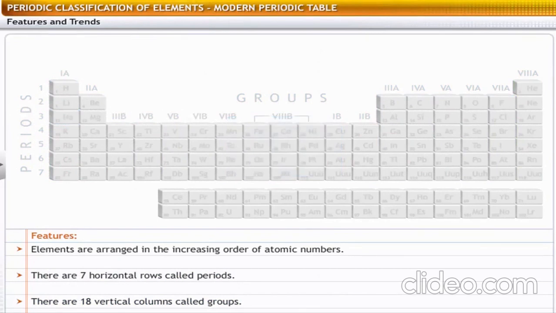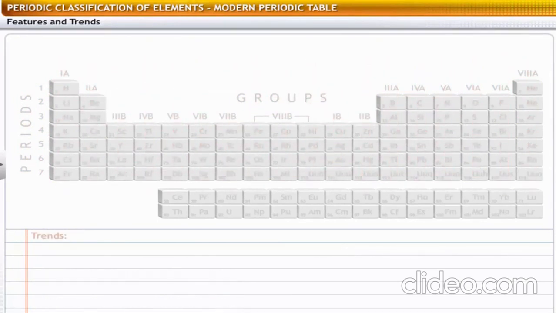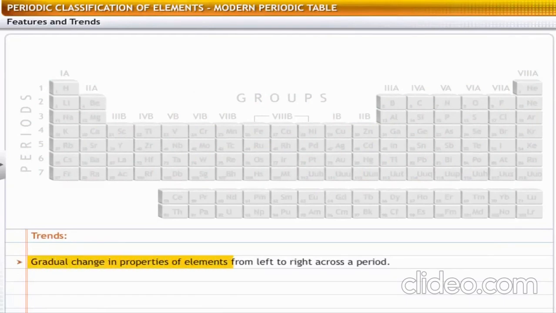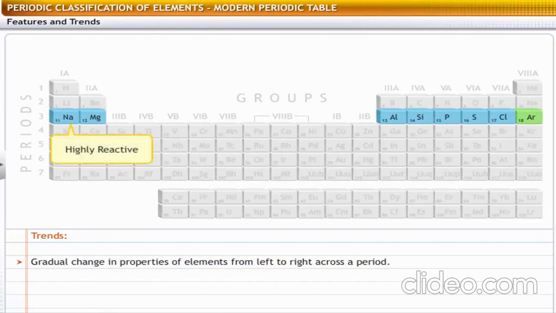You can observe trends in the properties of elements as you analyze them across periods and down groups. Let's look at the basic trends in behavior. The properties of elements change gradually from left to right in a period, as an electron is added to the outermost shell. For example, sodium is highly reactive, and magnesium is less reactive as compared to sodium.